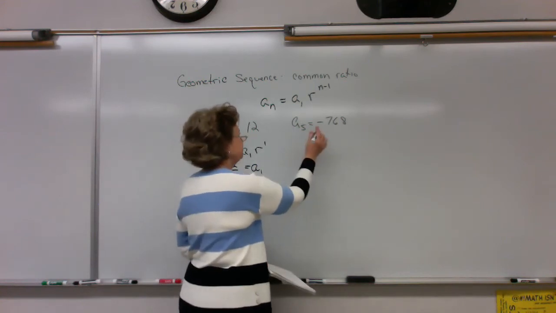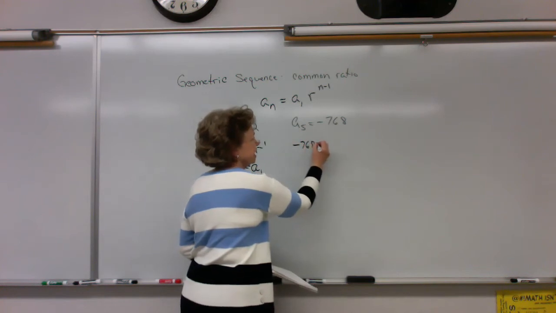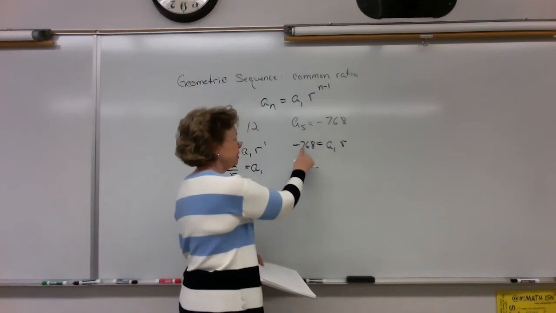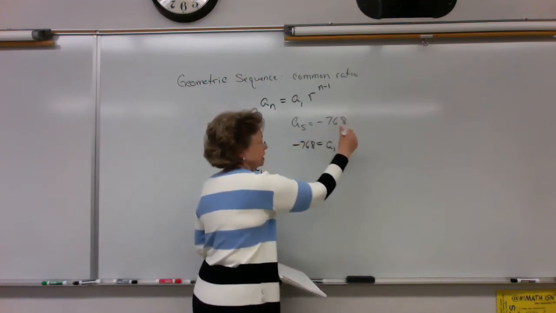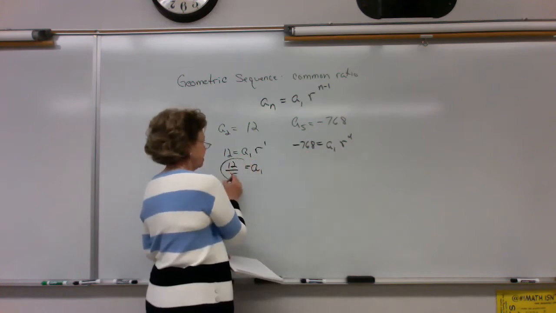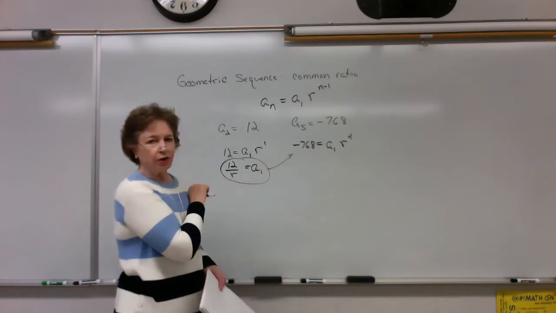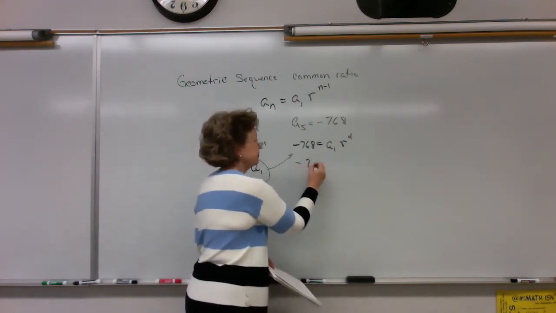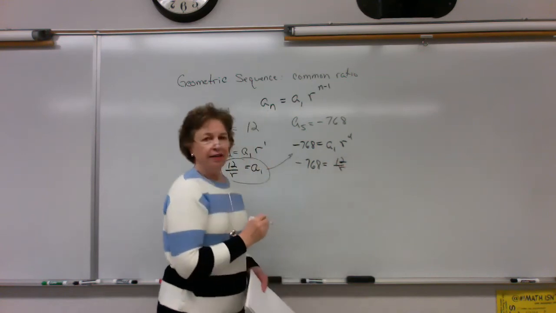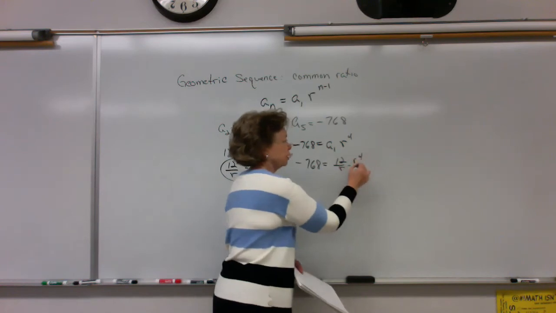If I know that a sub 5 is negative 768, that means negative 768 was that first term times the common ratio. 5 minus 1 is 4. And so into this equation, I'm going to replace the a sub 1 with 12 over r. So negative 768 equals 12 divided by r. That was our a sub 1 term, times r to the 4th.